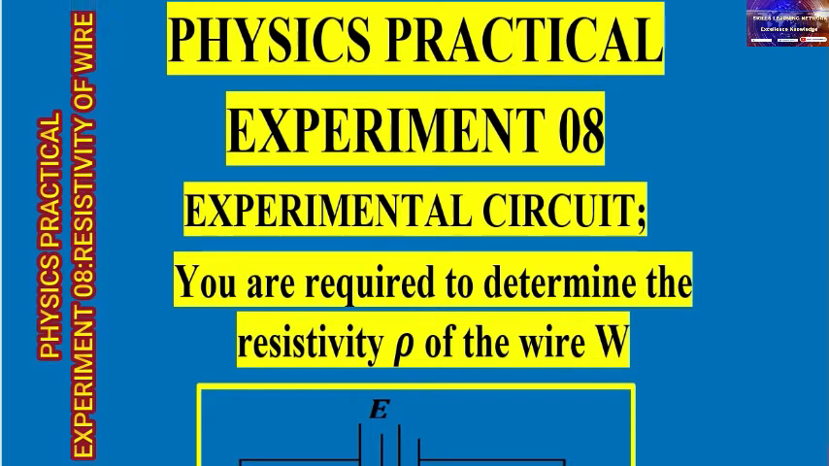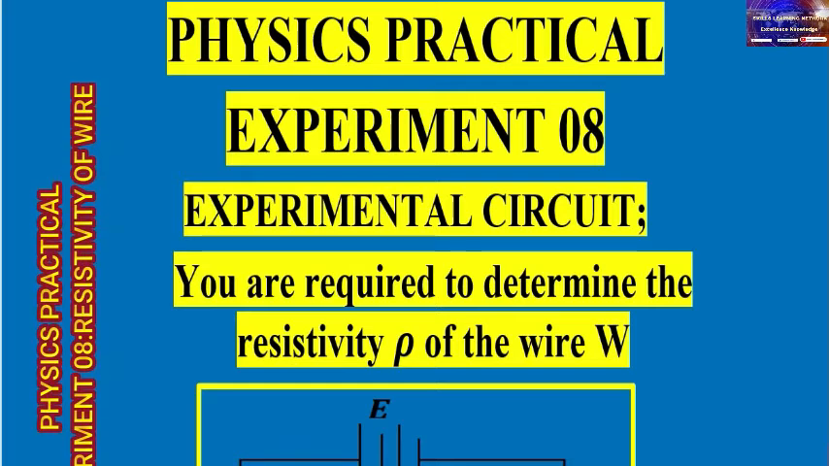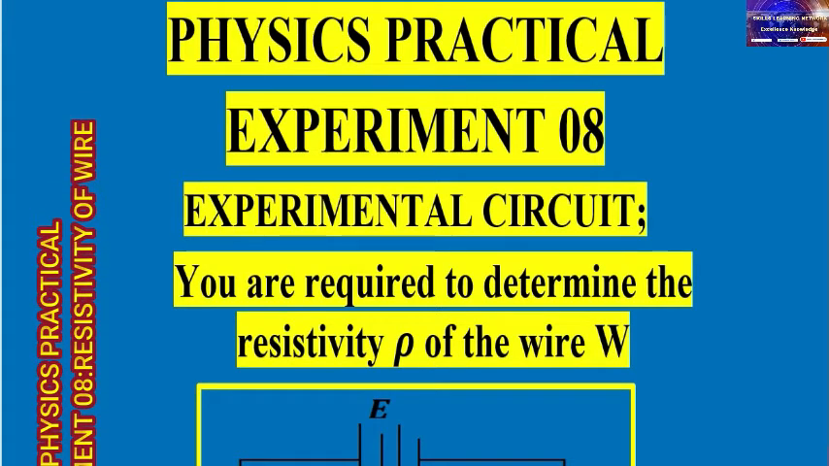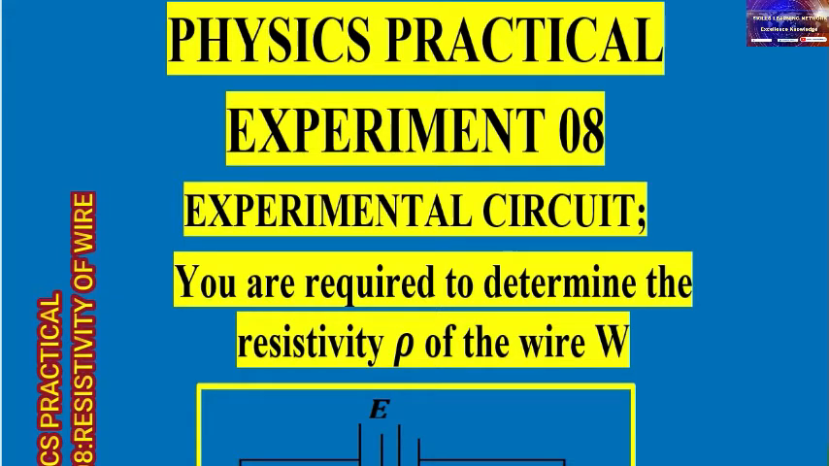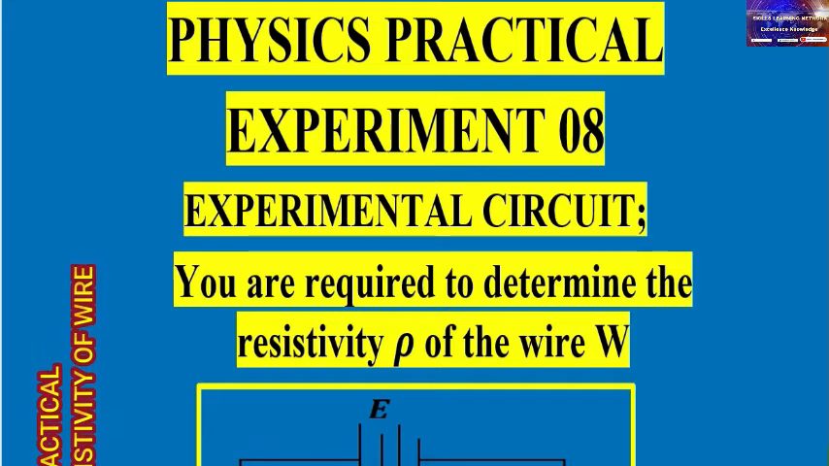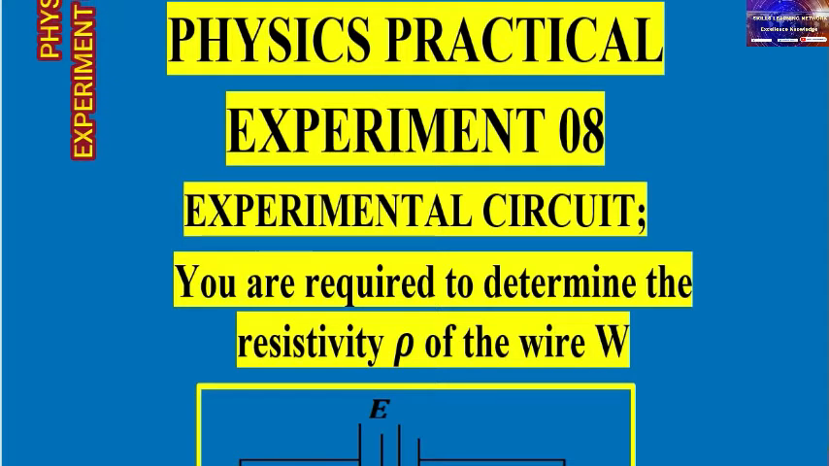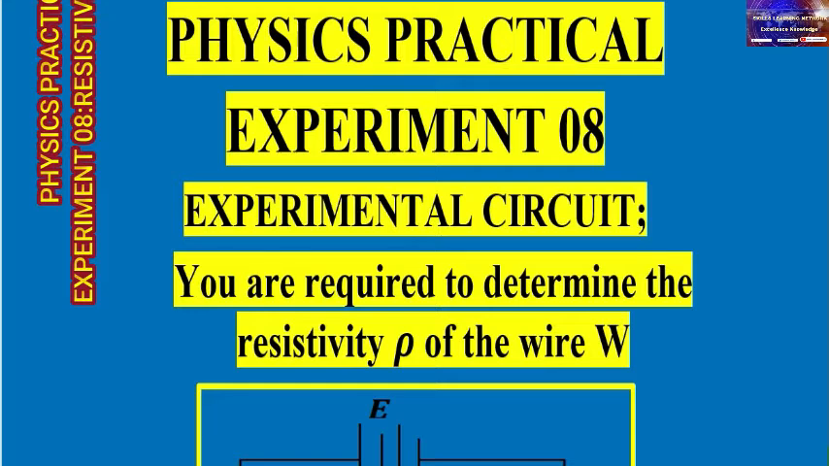So today we are proceeding with experiment number 8. We're looking at some experiments in physics practical. Now we are in the topic of current electricity. Our aim for today's experiment: you are required to determine the resistivity of a wire. There are different wires: constantan wire, nichrome wire, and different gauges or SWG, standard wire gauge.